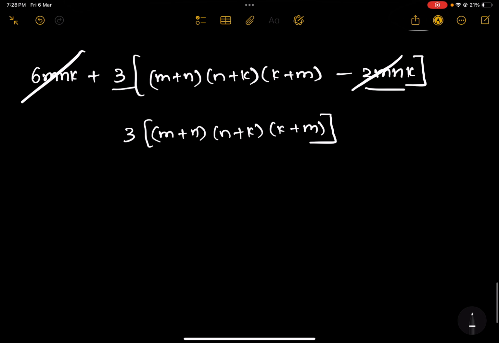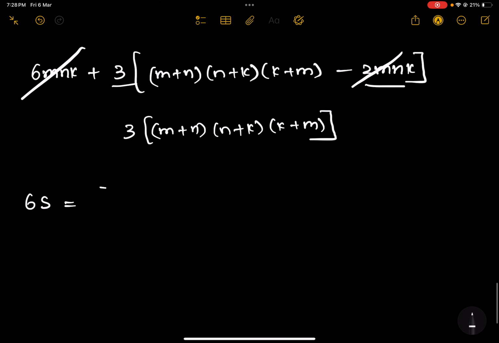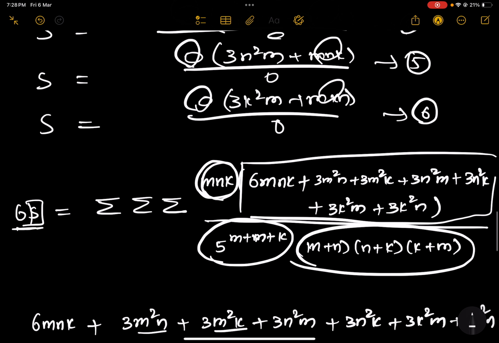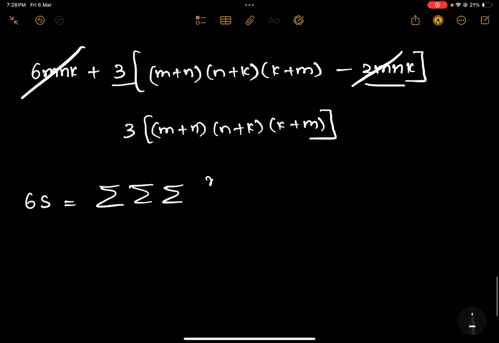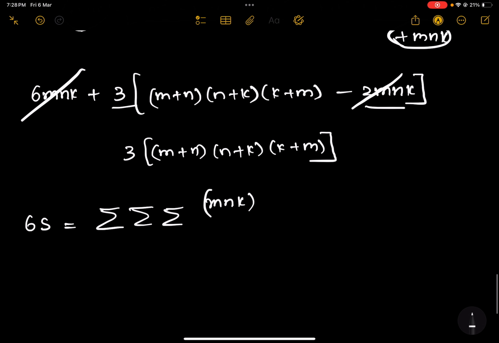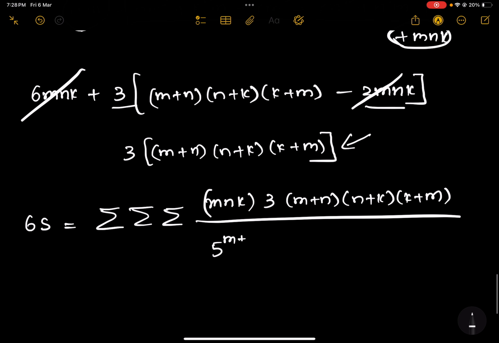All right. Now let us go back to the question. So you have 6s equals the summation, 3 summations, with m n k outside, and this particular expression is nothing but this expression. So 3 times (m plus n), (n plus k) and (k plus m) divided by your denominator, 5 to the power m plus n plus k multiplied by (m plus n), (n plus k) and (k plus m). All right. So this is what we have.